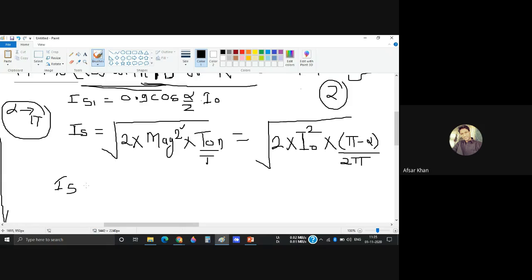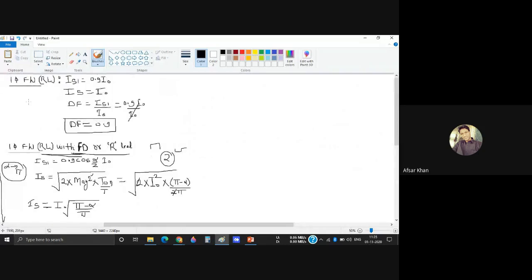Therefore, our IS is equal to what? You tell me. This 2 gets cancelled. I naught square. We can take I naught outside, removing the square. What is remaining there? Square root of pi minus alpha, divided by pi. Now, if we put this value, what we will get? Distortion factor.